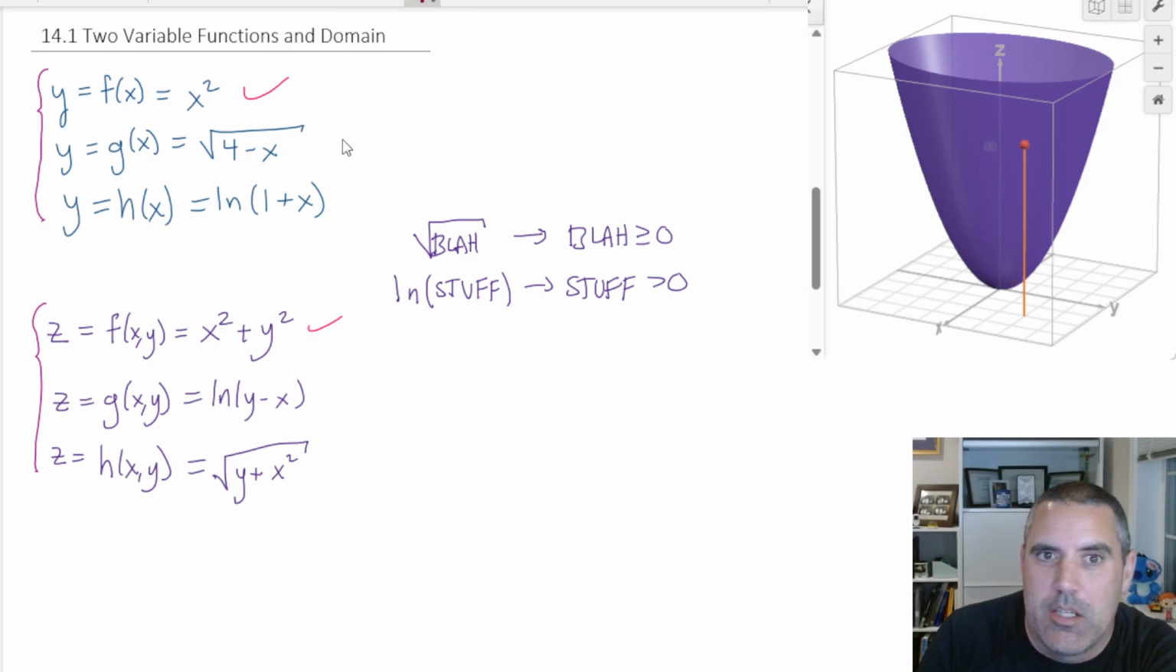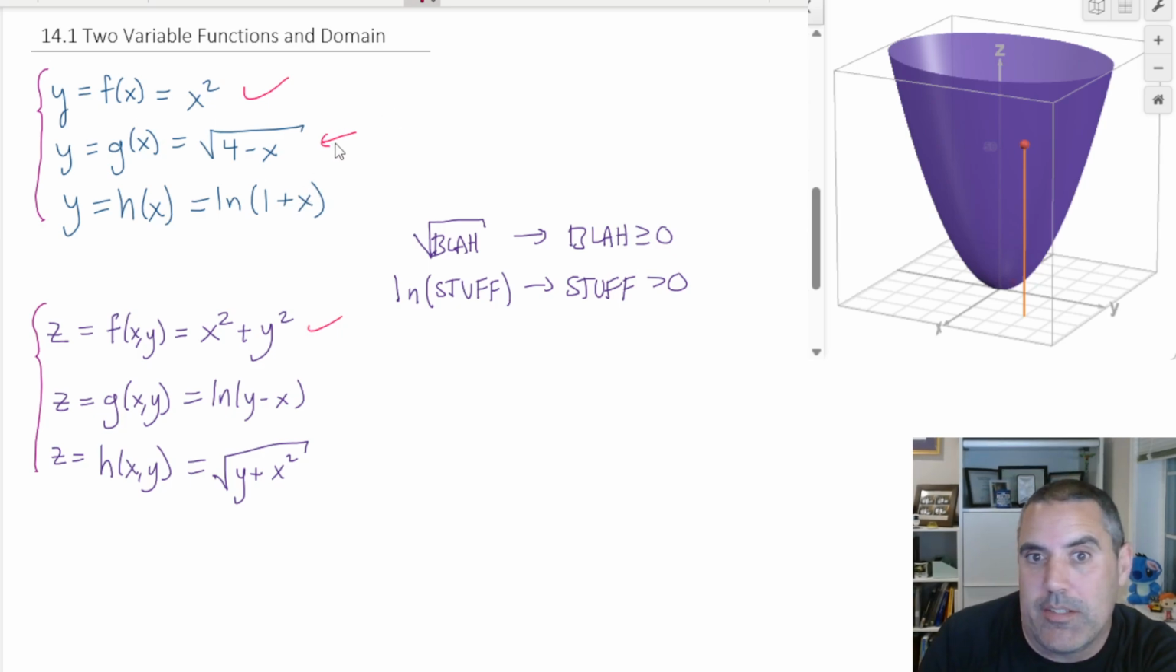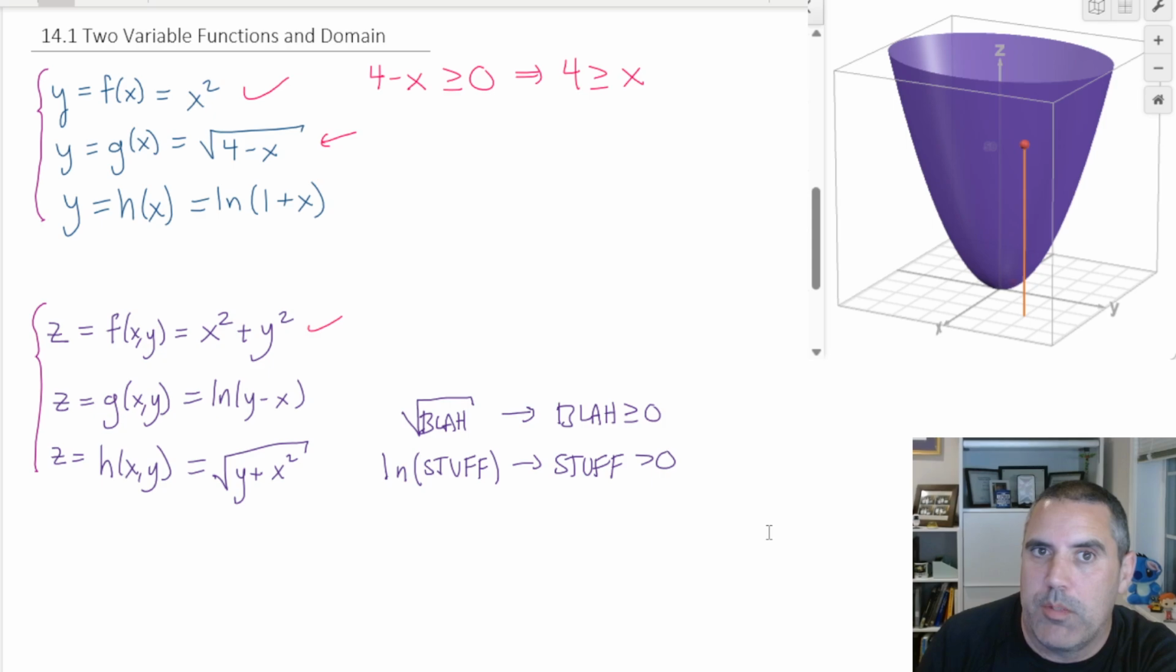So when someone says, what's the domain of this? I go, well, why are they asking this? They're asking it because there might be a problem. And the problem is, I can't have 4 minus x be negative. So that's the domain. We often then try to simplify the domain. And that actually helps us graph. That's not going to change in 3D. What is going to change is instead of an interval, it's going to be a region.